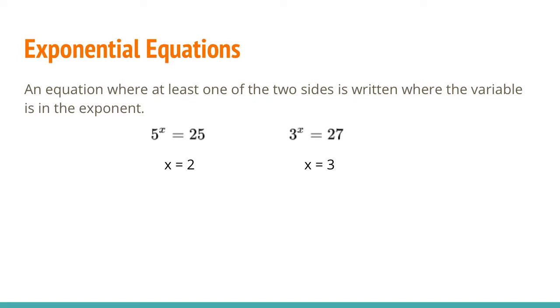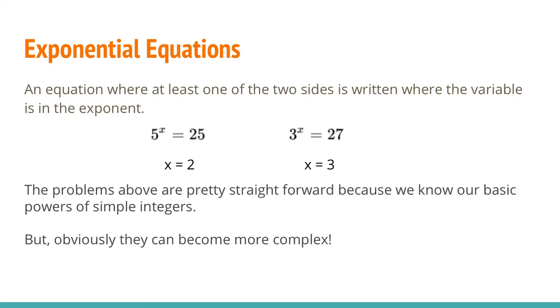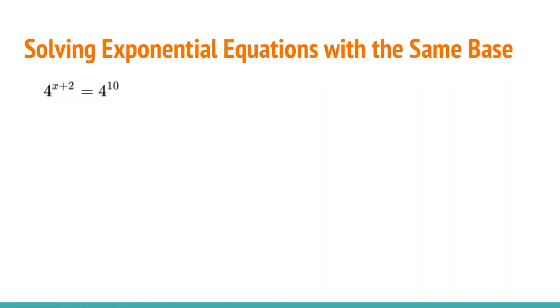Now, the answer for these is that x equals 2, because we know that 5 squared is equal to 25, and 3 cubed is equal to 27. So these problems are pretty straightforward because we know our basic powers of 5 and our basic powers of 3. They're simple integers, but obviously they can become more complex.